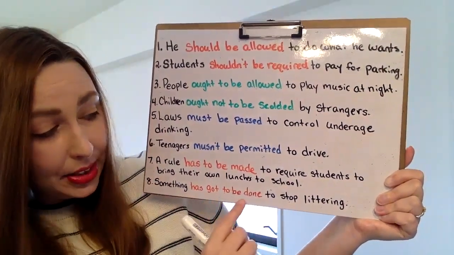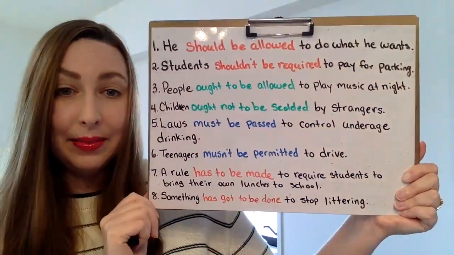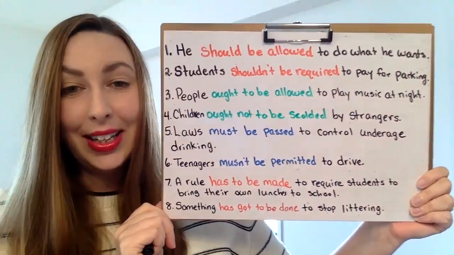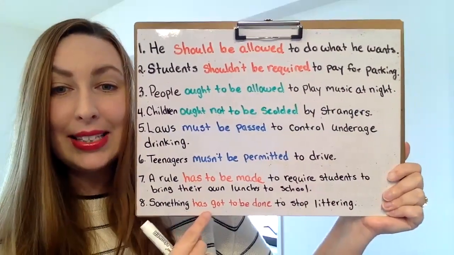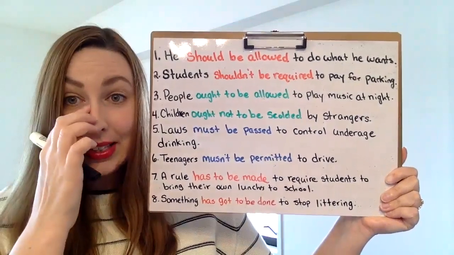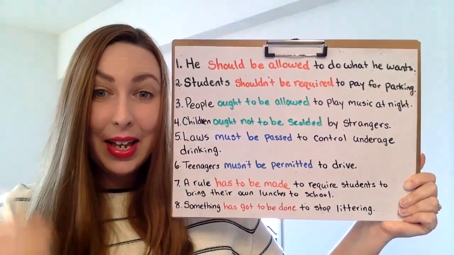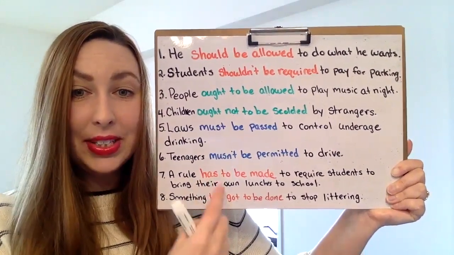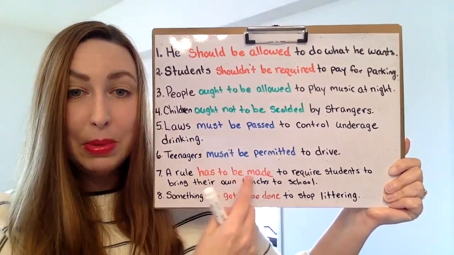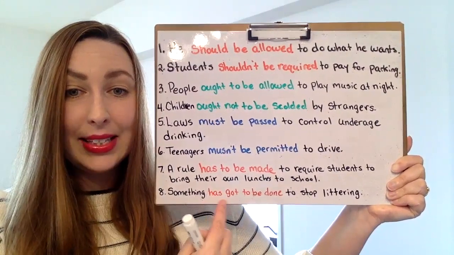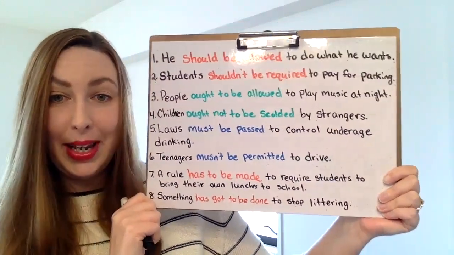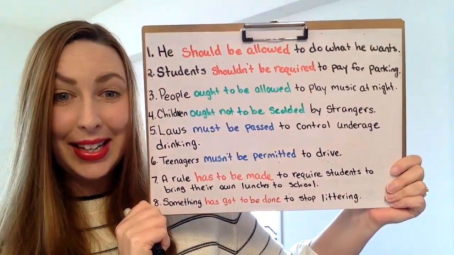And the last one, number 8, something has got to be done to stop littering. Okay, so something has got to be done. This is also a very strong opinion. Okay, it's very similar. A rule has to be made. Something has got to be done, right? A rule has got to be made. We could also say that as well.